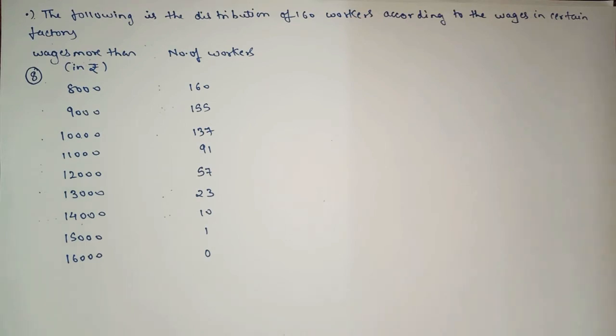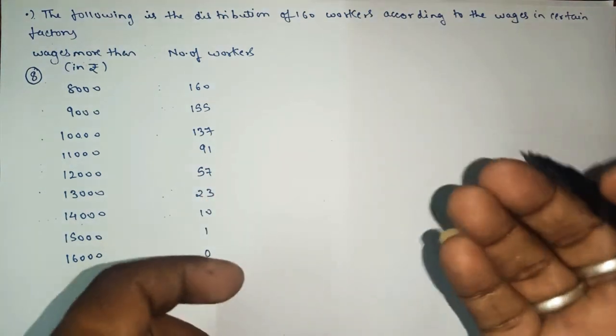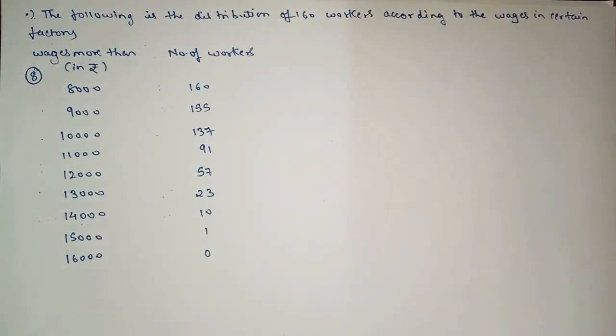We have to apply that Q1, Q2, Q3 formula, L plus n upon 4 minus cf into h upon f, and see to it that if we are applying that formula, the class has to be grouped, as well as the class should be continuous. So question number 8 of the first exercise, this sum we have to tackle by using the type number 3 formula. So we know the type number 3 formula, as well as we know that the class has to be continuous.